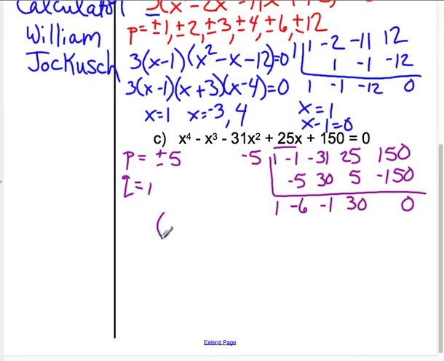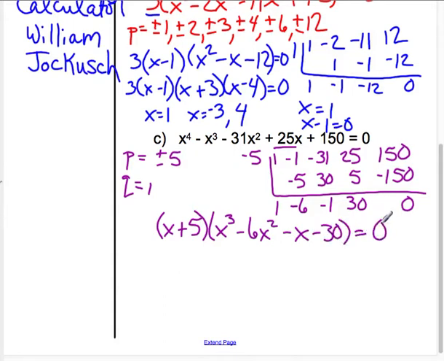So we start to factor. Remember, when we put it back in, it goes in the opposite of what we divided out. So what's left, we use those coefficients that we got when we used our synthetic division. Drop a power, so x cubed minus 6x squared minus x minus 30 equals 0.